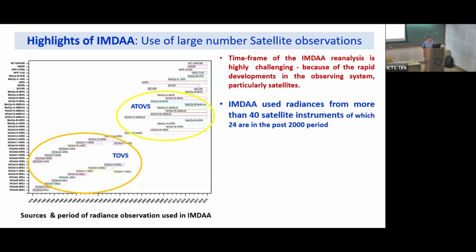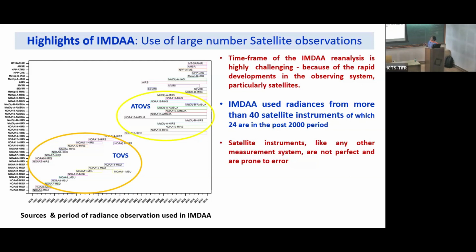Then from 2000 onwards we have the advanced TOVS, from NOAA 15 onwards, with instruments like AMSU-A, AMSU-B and HIRS, all of which we used in the reanalysis. And we have other observations like SEVIRI, and other things like ERC and SAPHIR. So these are the satellite data we used.